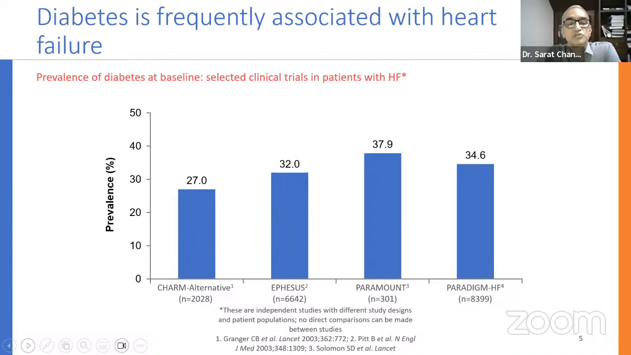Charm Alternative used candesartan. And now, among all these heart failure trials, diabetics formed nearly 30 to 40% of the total population who were recruited for these trials. It shows the paramount importance of heart failure and diabetes.